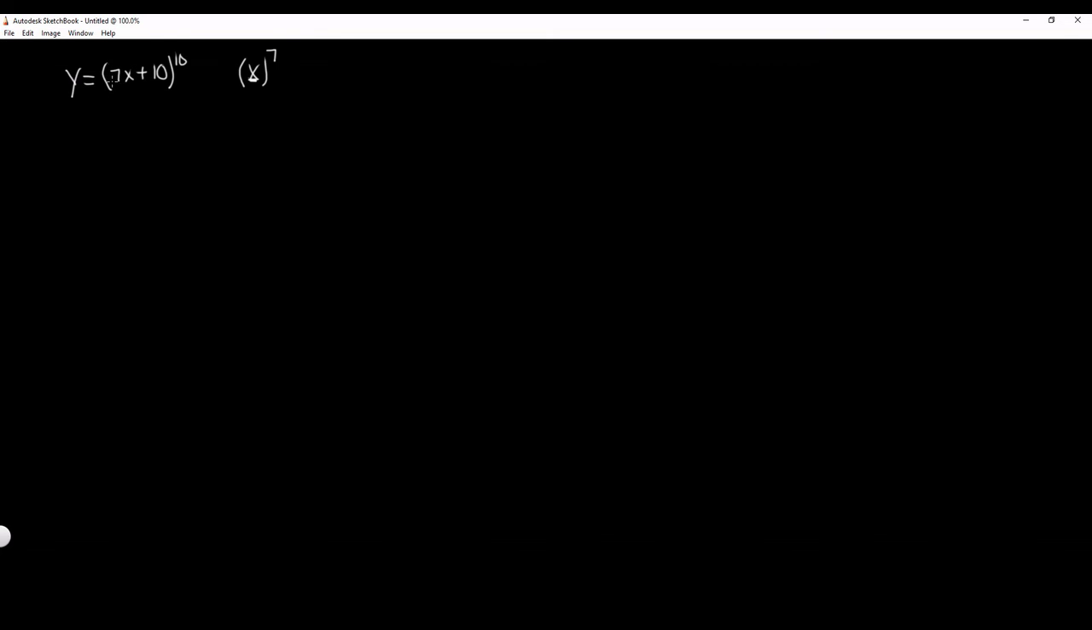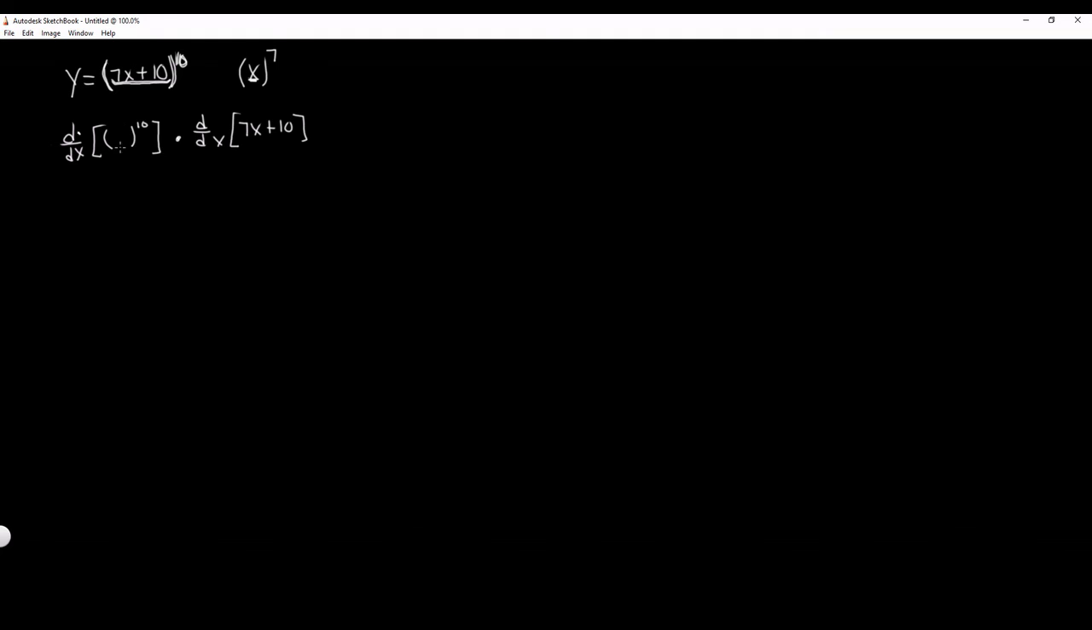In this case, we have a function right here, 7x plus 10, inside a larger outer function, which is to the 10th power, and the inside is something other than just x. So this is a prime example to use the chain rule, okay? The way we use the chain rule is we take the derivative of the outside function, which is just the 10th power, times the derivative of the inside function, which in this case is 7x plus 10.